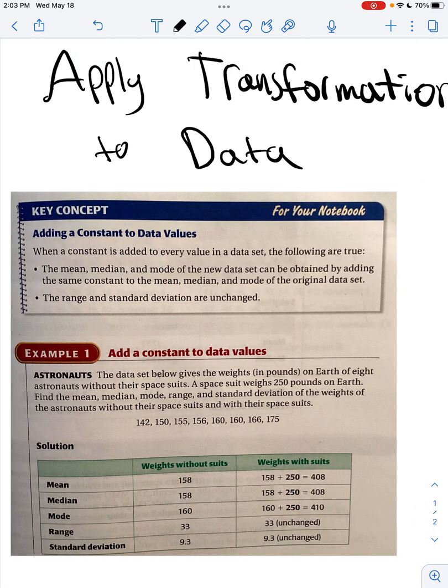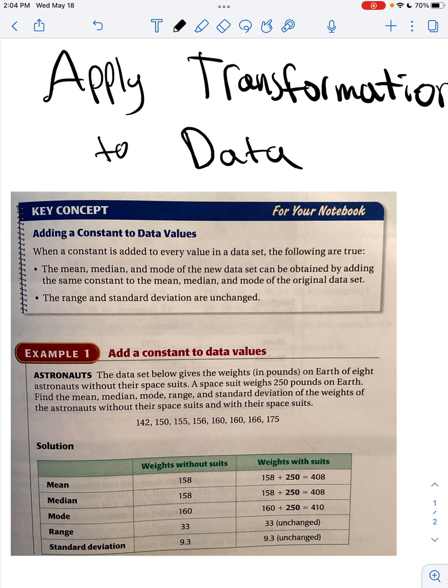Now, when a constant is added to every value, so again, adding 4 or subtracting 2, the mean, median, and mode of the new data set can be obtained by just adding whatever that constant was to each mean, median, and mode. So if you already know what the mean is and every single number gets 4 added to it, the mean is just going to be whatever it previously was, plus 4 more. That works for mean, median, and mode.